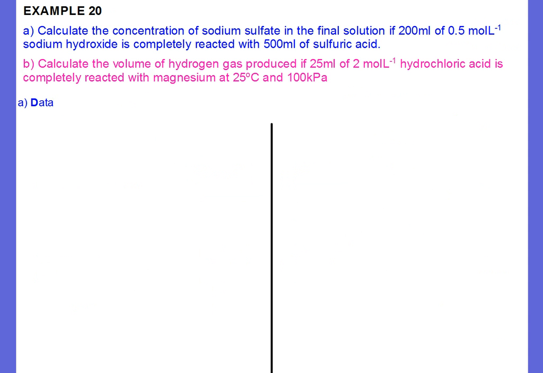So first thing, D for data. What data has the question given us? Well, there are 4 things we're going to be thinking about: the concentrations and volumes. See if you can fill that data in. If you want to, pause the video and see if you can fill that in.